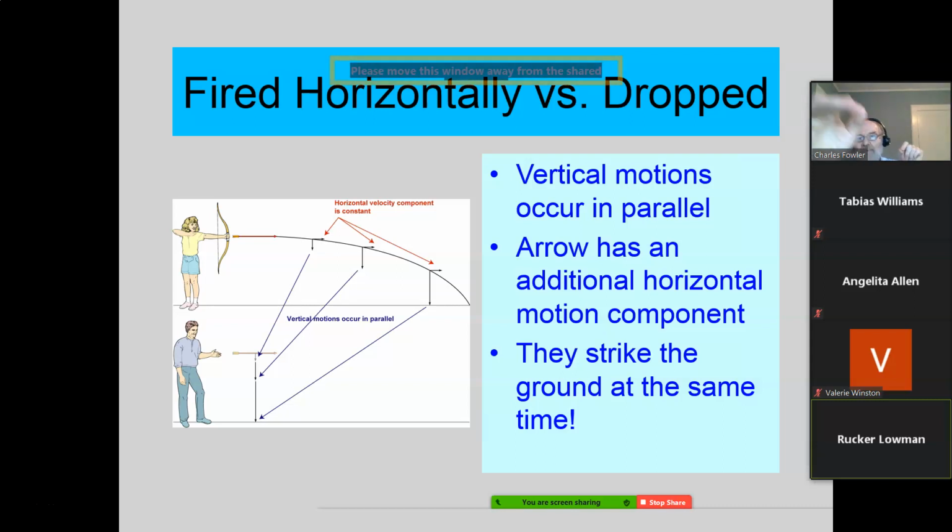So she's gotten her bow out, pulled the bow back, had the arrow in there, and is going to release it at the very instant the lazy guy down there is holding an arrow about the same height that she's firing from, and all he's going to do is drop the arrow. Which one hits the ground first?